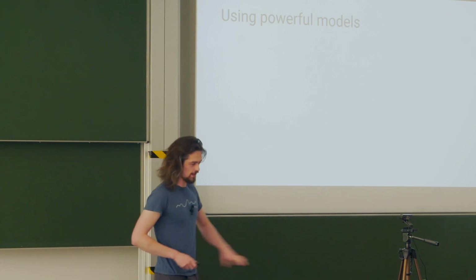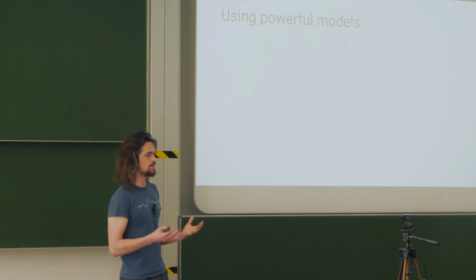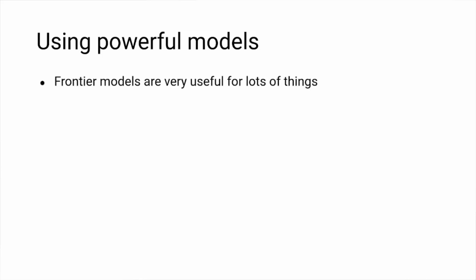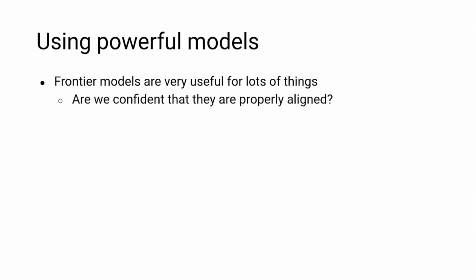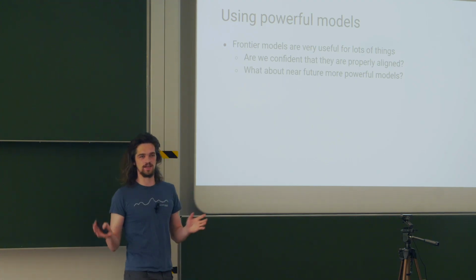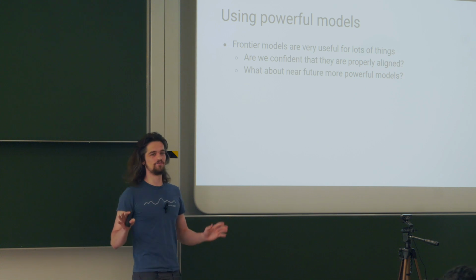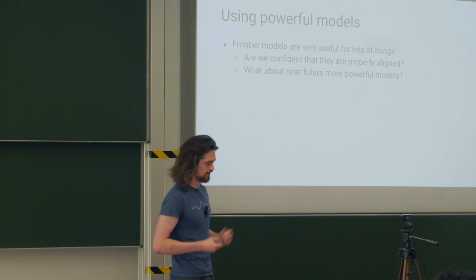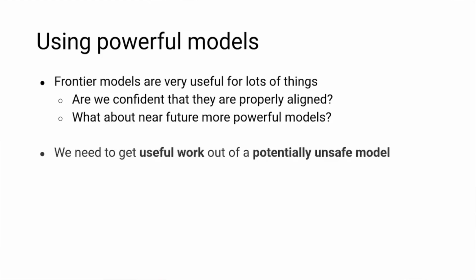Putting that to one side for a second, if we think more broadly about using powerful models, frontier models are very useful for a lot of economically valuable things. If not now, then they will be within the next 5 to 10 years. Are we confident these models are properly aligned for the things that we're using them for? Maybe if today's models are aligned, near future more powerful models won't be. And I actually think there's maybe a good argument that today's models are not well aligned, but they're too weak to do any serious damage.